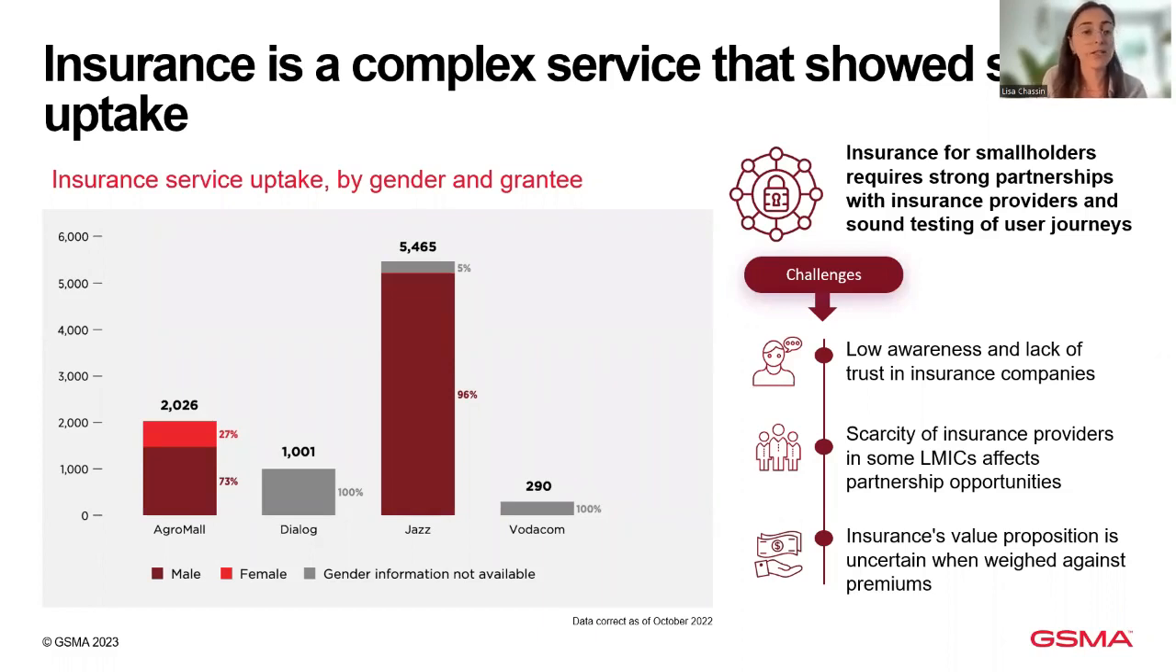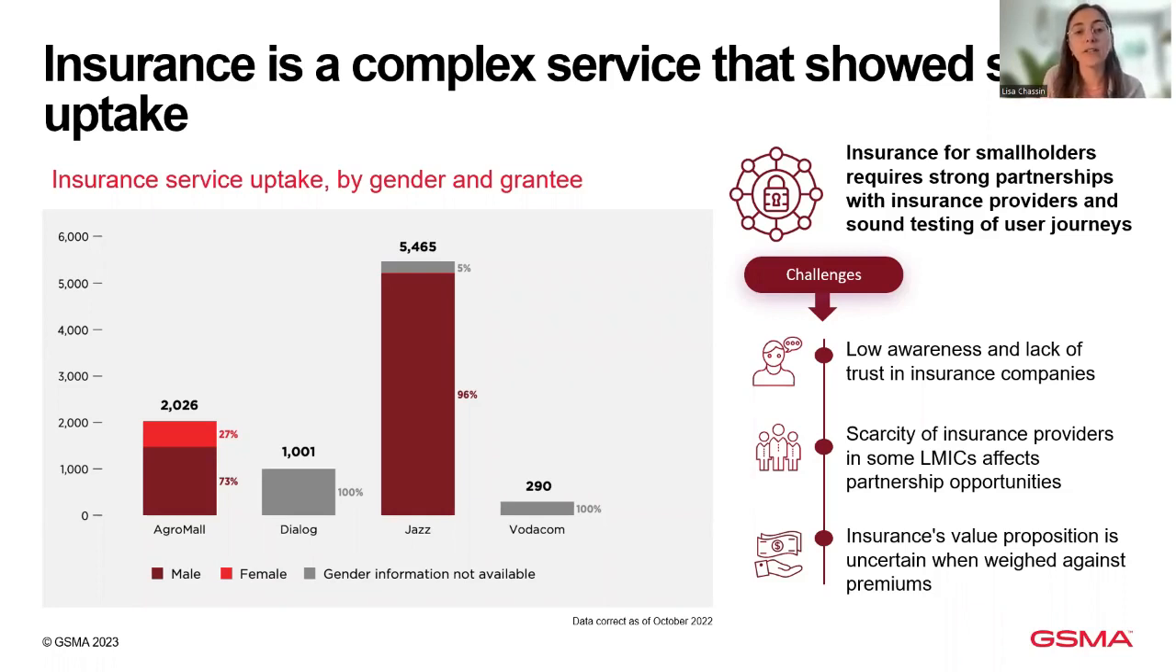As you can see on the slide, Jazz, who implemented weather index insurance in Pakistan over 2 pilot cycles, had the highest coverage of all grantees. However, there were no repeat users between the first and the second cycle, which highlights farmers' lukewarm appetite for insurance. Let's try to better understand why uptake lagged behind.